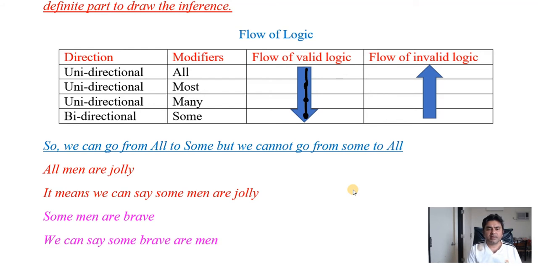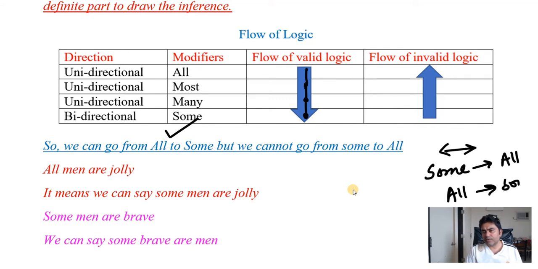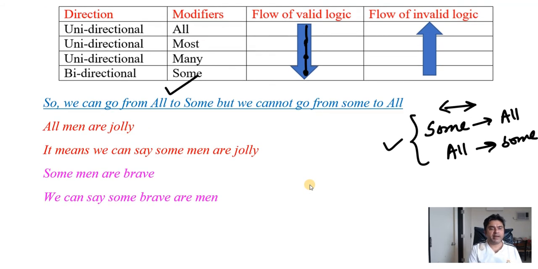For example, all men are jolly. So you can say some men are jolly. This is valid. Now second statement: some men are brave. We cannot say that some brave are men. So from some you cannot go in another direction. From all you can go to some, but from some to some you cannot change the subject and predicate.